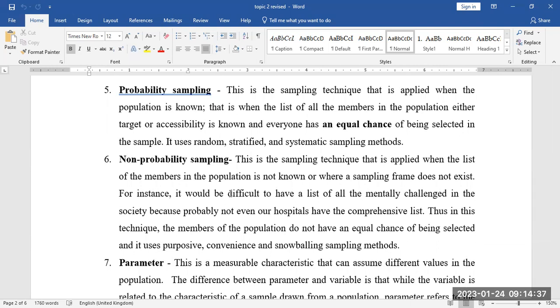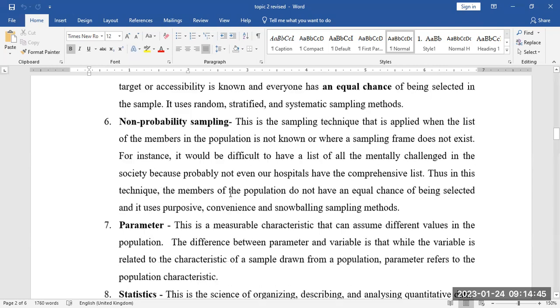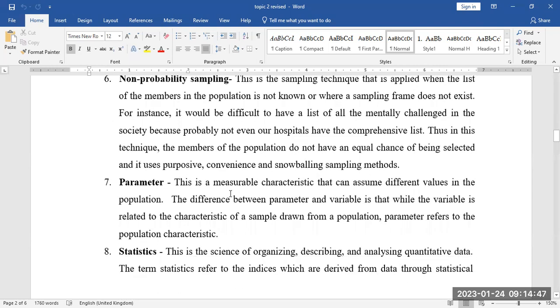The non-probability sampling simply means that all the individuals do not have an equal chance of being selected in a population. For instance, it will be difficult to have a list of all the mentally challenged in the society, because probably not even our hospitals have the comprehensive list. It's very, very difficult.